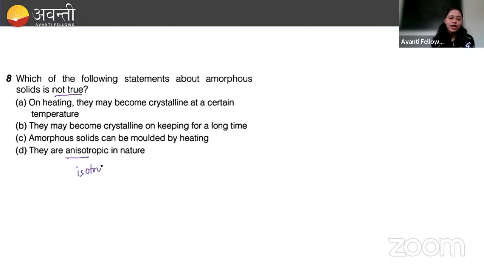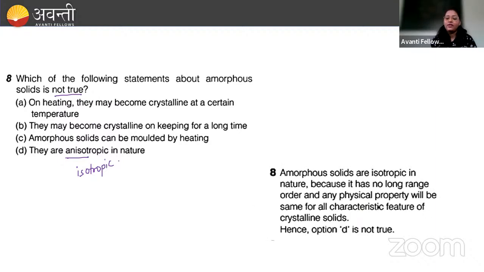Isotropic. Isotropic means what? They have no long range order and any physical property will be the same, unlike the characteristic feature of crystalline solids. All the other statements above are true. On heating, they may become crystalline at a certain temperature. True. They may become crystalline on keeping for a long time. True. Molded on heating. True. This is false, and that's what we need to find out. They are not anisotropic, they are isotropic.